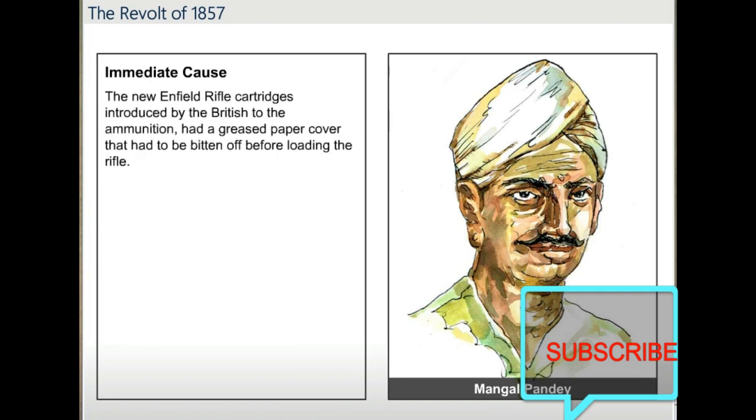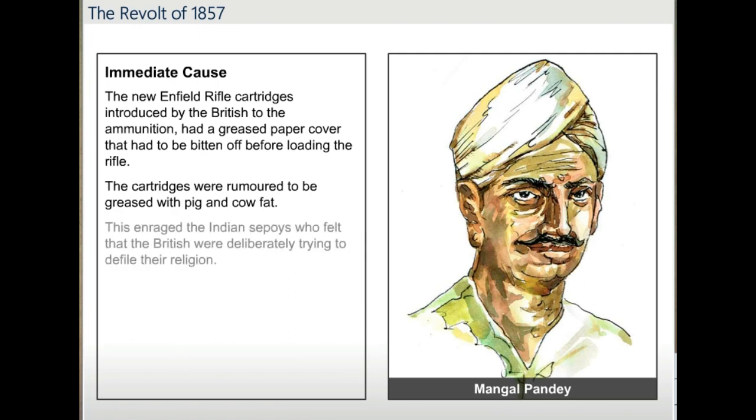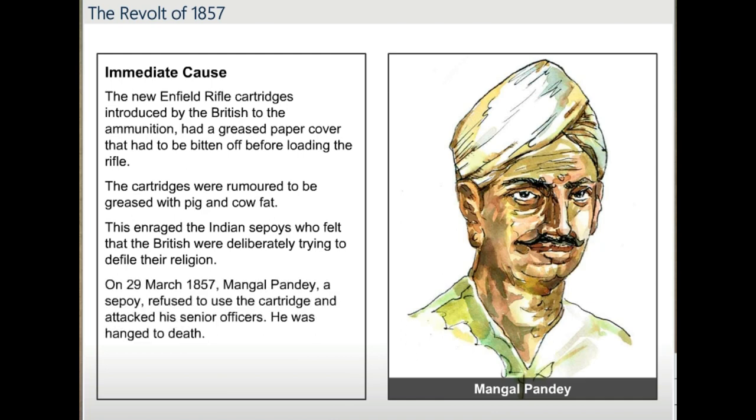Immediate cause. The new Enfield rifle cartridges introduced by the British had a greased paper cover that had to be bitten off before loading the rifle. The cartridges were rumored to be greased with pig and cow fat. This enraged the Indian sepoys, who felt that the British were deliberately trying to defile their religion. On 29 March 1857, Mangal Pandey, a sepoy, refused to use the cartridge and attacked his senior officers. He was hanged to death.